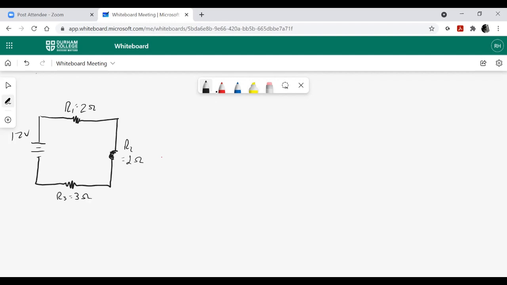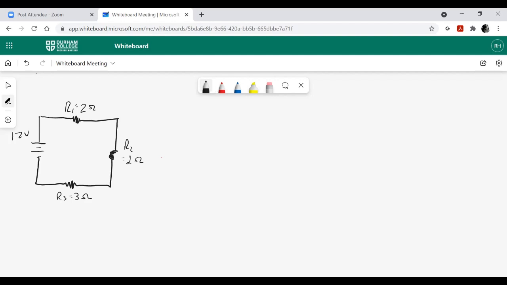Okay, so there's our circuit. I've drawn it a little bit differently just so I can get a resistor on each side, but it's the same thing. I've got a series circuit, 12-volt source. R1 is a 2 ohm resistor. R2 is a 2 ohm resistor, and R3 is a 3 ohm resistor.